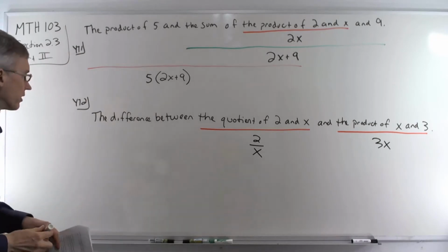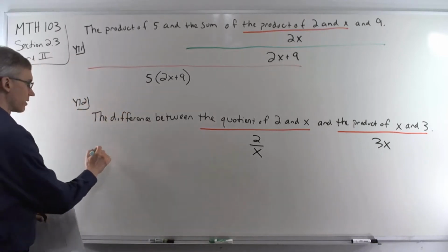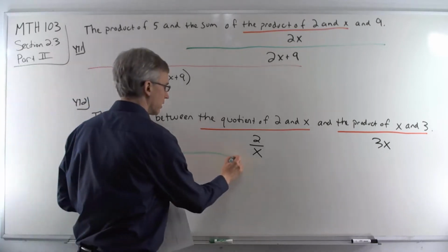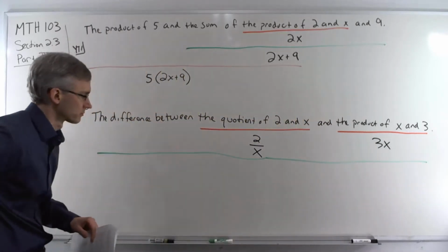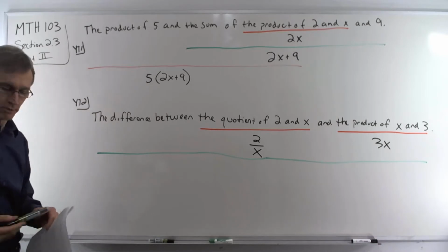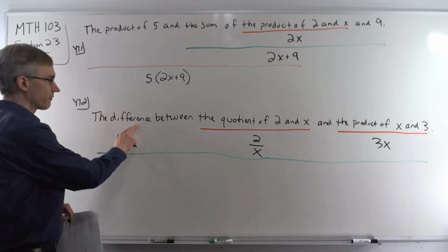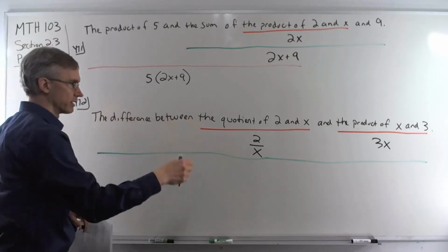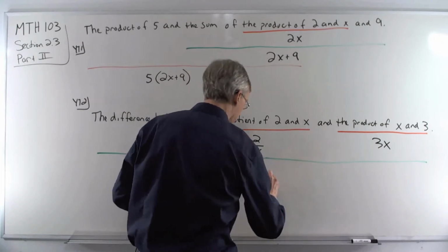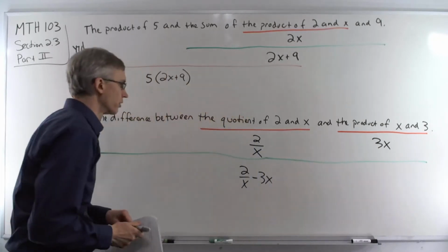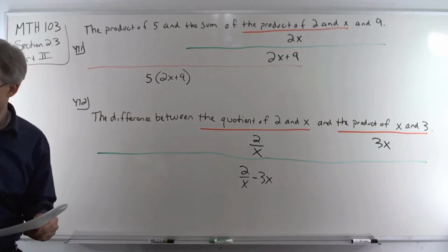All right, now what we can do is include this operation over here, the difference. Now we're going to do the difference between this expression and this expression. So now we're going to do the whole thing. Difference is subtraction. And when it says the difference, we just do them in the same order that they're listed. So we'll take this first one, 2 over x, and subtract the second one, 3x. So 2 over x minus 3x. Your turn, number 3.